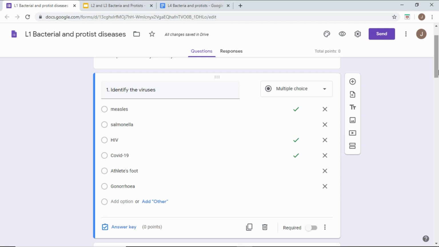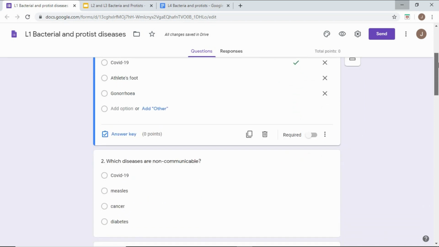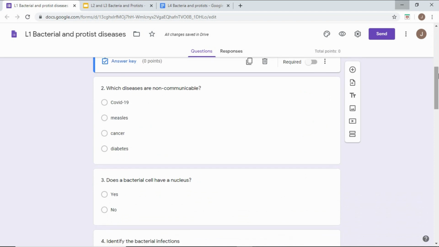So, measles is a viral disease, HIV is a viral disease, and COVID-19, I'm sure we all know, is a viral disease. The rest of those are either bacterial or fungal. The second question is looking to see which are communicable and which are non-communicable. It wants you to identify the non-communicable diseases. That means that you cannot pass it from person to person, unlike COVID-19. So it's not COVID-19. It's not measles because that's highly contagious. It's cancer and also diabetes.